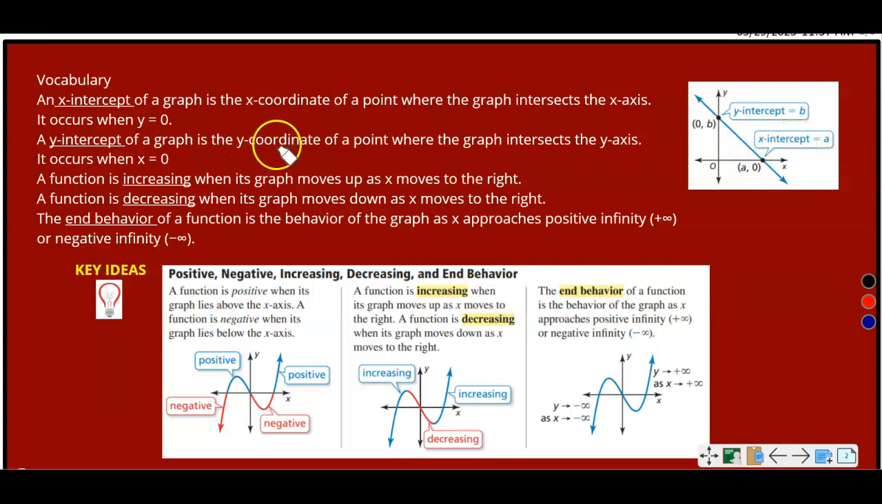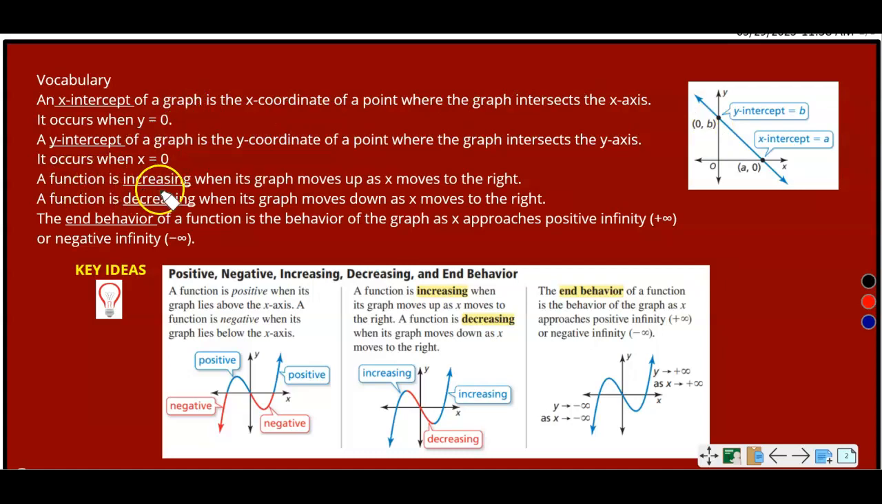A y-intercept of a graph is the y-coordinate of a point where the graph intersects the y-axis. It occurs when x equals 0. So again, y is your vertical axis. So you have a point on your vertical axis, your y-axis here, of (0, b). Then your y-intercept is equal to b. B would be your y-intercept. A would be your x-intercept. You can see a is in the x position and b is in the y position of the ordered pair. And then you can see the other is 0.